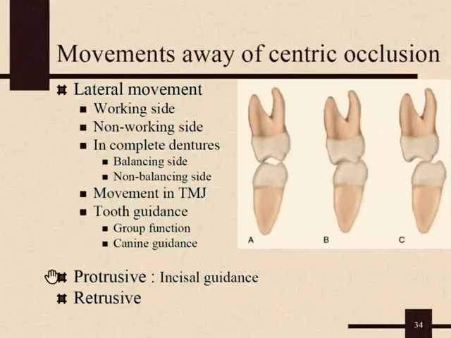Also, we have what we call protrusive movement, which means the mandible goes anteriorly, a forward movement of the mandible. It's called protrusion. And here we can see the incisal guidance. We also have retrusive movement away from the centric occlusion. Not forward, but backward movement of the mandible. All of these are called acentric occlusion. Lateral, protrusive, and retrusive are called acentric occlusion.